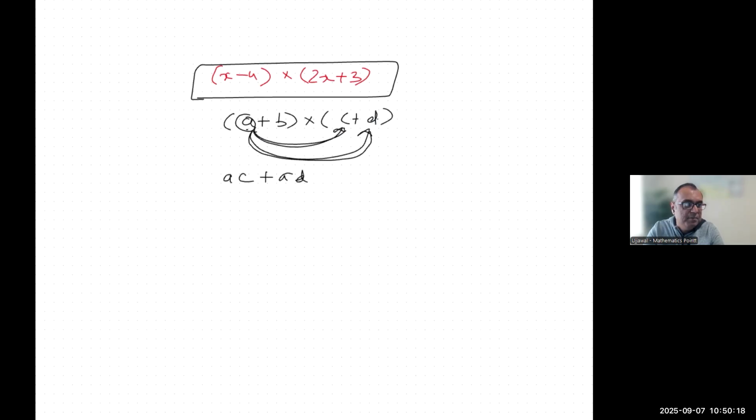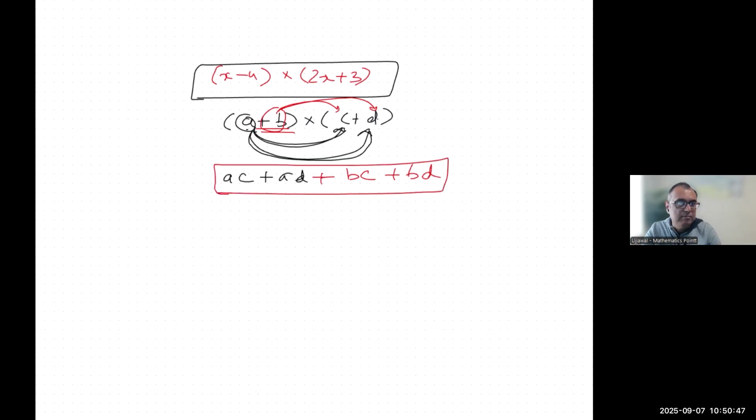Then the second term does the same thing. So now I'm going to do a positive b times positive c makes it positive bc. And b times d makes it a positive bd. That is the goal. Every term on the left polynomial is going to be multiplied by every term on the right polynomial.